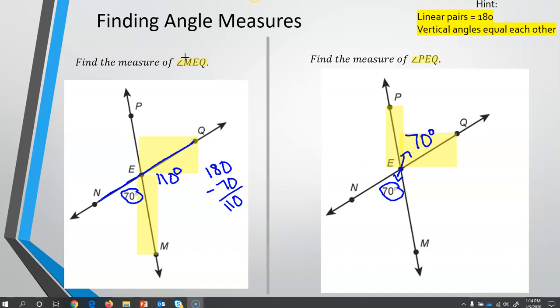So start by identifying the angle they're having you look for, figure out that relationship, and then use the rule. For linear pairs, the sum is 180. For vertical angles, they are congruent.